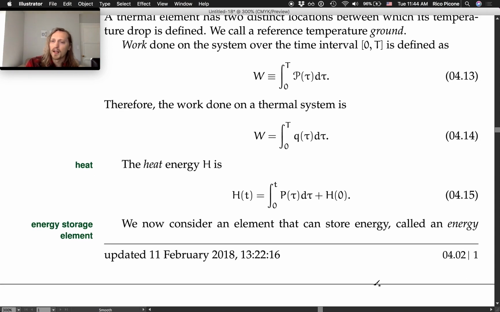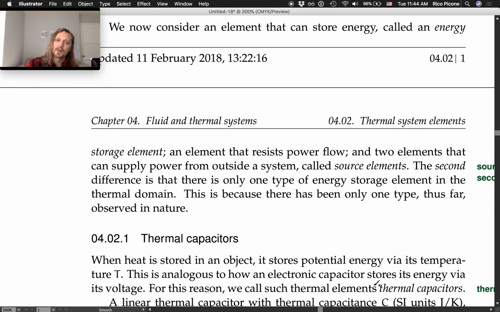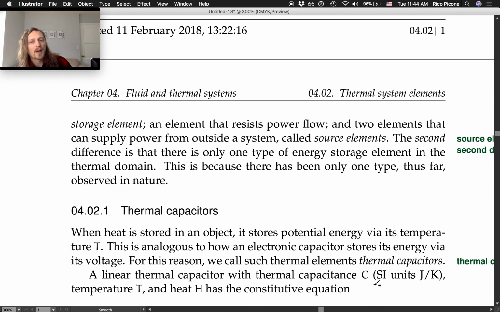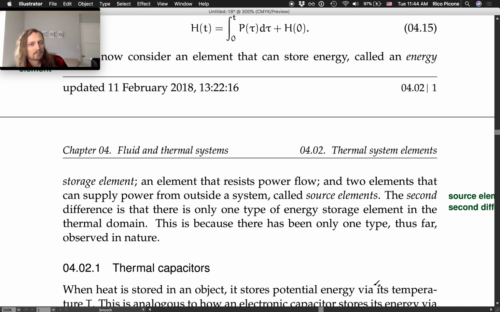We now consider an element that can store energy, called an energy storage element. Oop, we can keep going down now. Isn't that sweet? An element that resists power flow. An energy storage element can store energy. We'll also introduce 2 elements that can supply power from outside a system, called source elements.